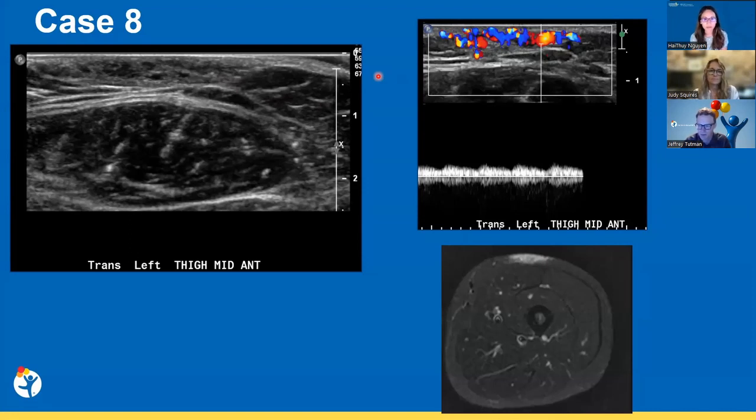We do MRI a lot unless it's really focal and otherwise classic. But if you're unsure by the ultrasound how extensive it is, we usually go to MRI.